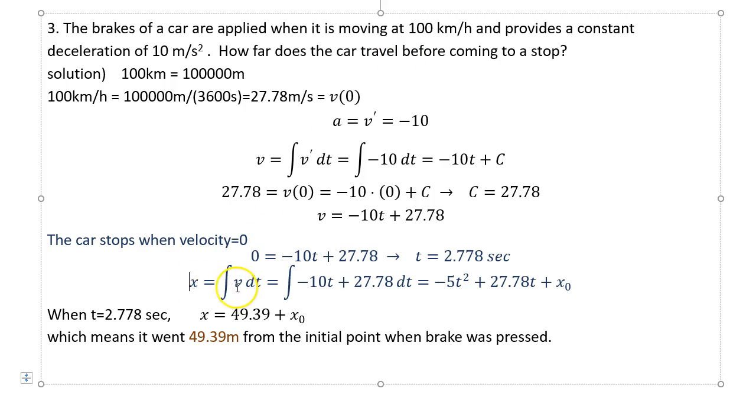To get the position, you integrate the velocity because velocity is the derivative of the position, and therefore position is the antiderivative of the velocity. So we integrate this and we get this answer, and you put this 2.778 into here to figure out how far the car moved from the position it pushed the brakes in. And the answer you get is 49.39 meters.